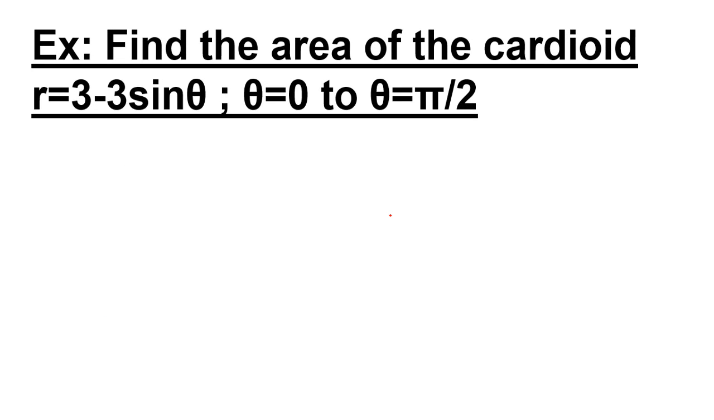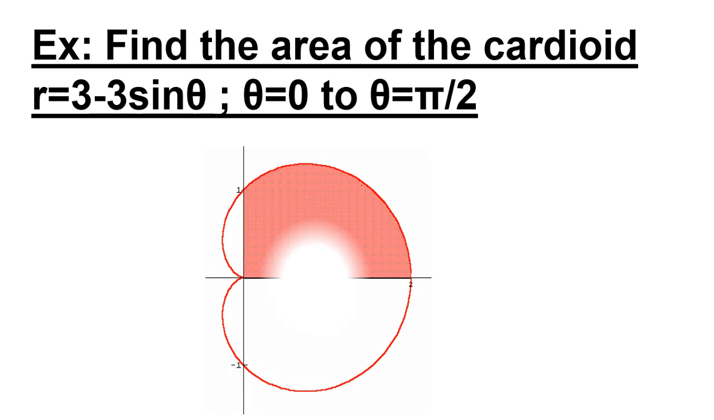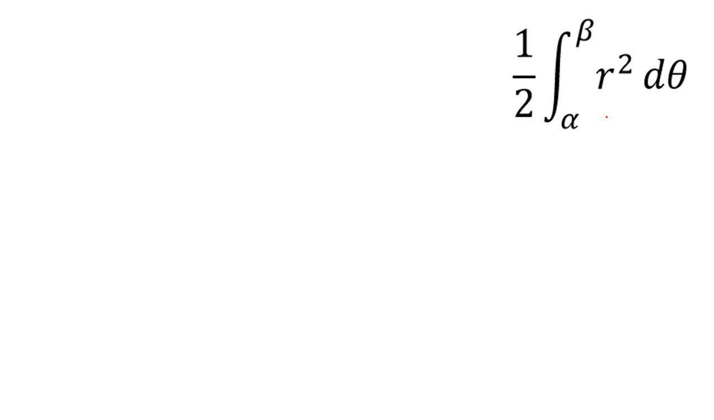Let's do another example. Find the area of the cardioid r equals 3 minus 3 sine theta, theta equals 0 to theta equals pi over 2. This is the graph of it. Alpha equals 0 in here, and beta equals pi over 2, which is in here. First, let's remember the equation. You just replace it into here, with alpha as 0 and beta as pi over 2.